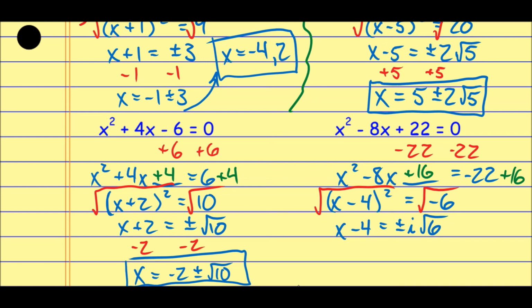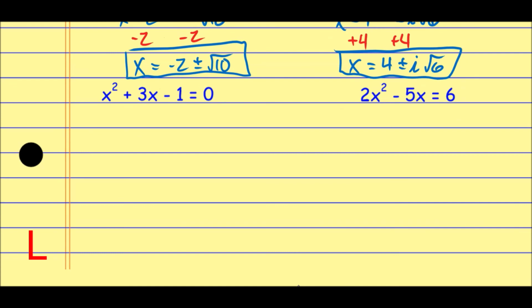Okay. Now I continue to solve. I add that 4 to each side. And I get 4 plus or minus i root 6. And we call this a complex solution because it has a real number portion, and then after the plus or minus, it has an imaginary number portion. So if you ever hear that term, complex solutions, it's basically solutions that involve imaginary numbers. So not only does it have an imaginary number, but it also has that real portion, that 4. So those are called complex numbers.